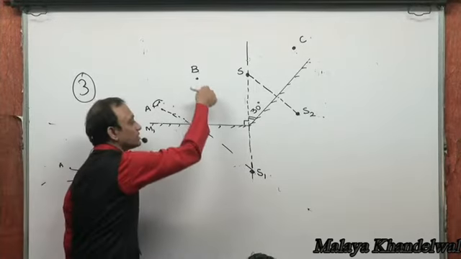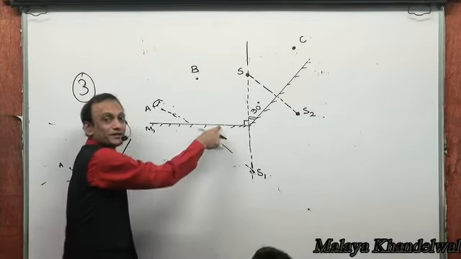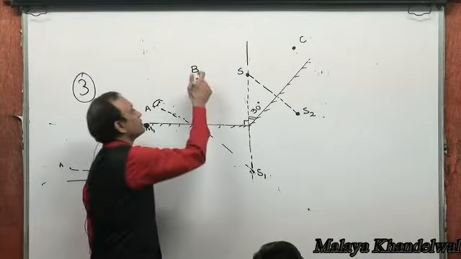Similarly, there is a line of action joining B and S1 passing through, intersecting this mirror. Yes or no? There is a line, see?